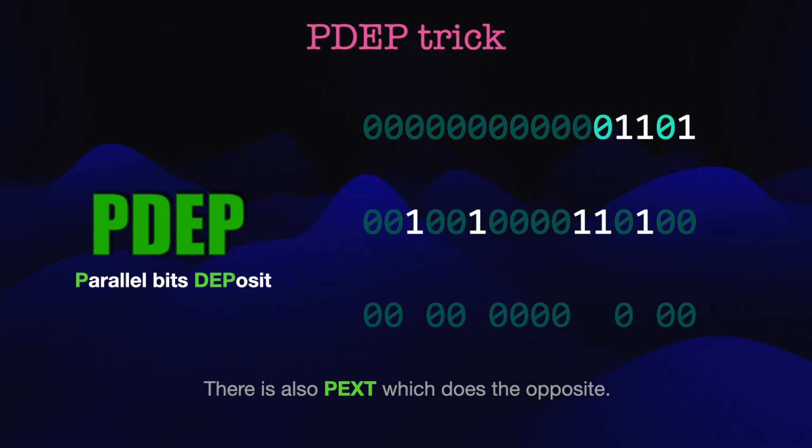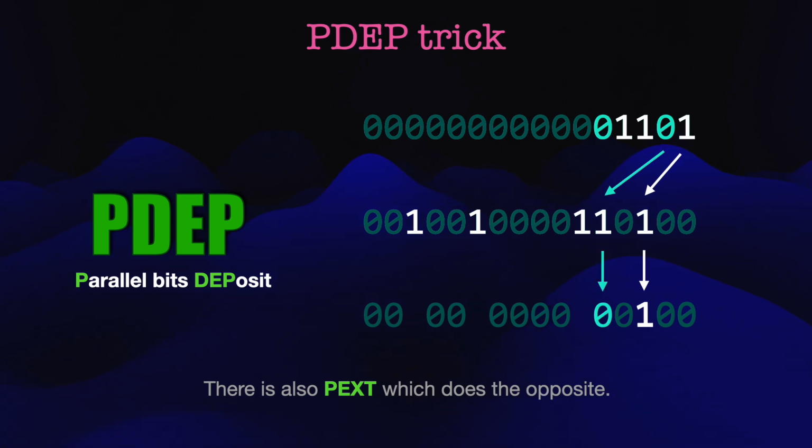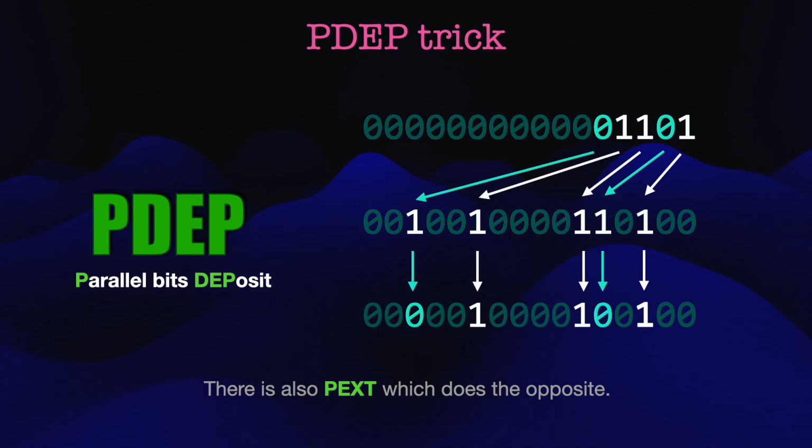That is, it takes the lowest bit from the first operand and ANDs it with the lowest 1 bit in the second operand to determine the bit at that position. It does the same thing with the next bit in the first operand and the next 1 bit in the second operand, and so on. All of this takes only 3 cycles.